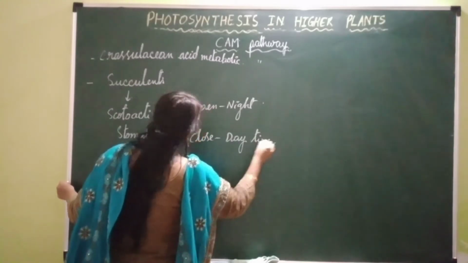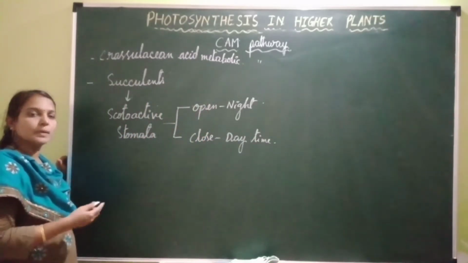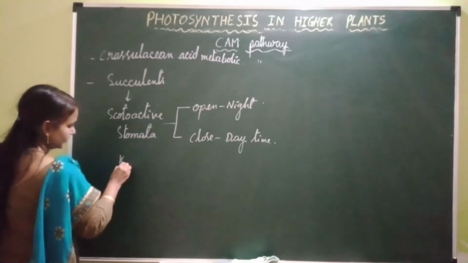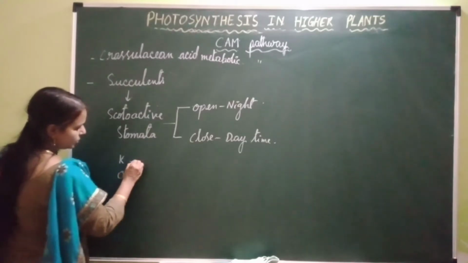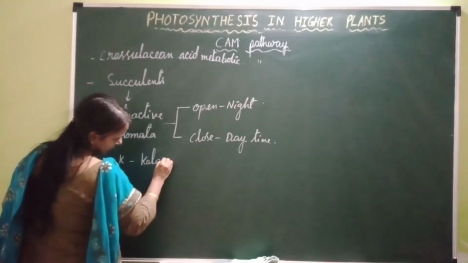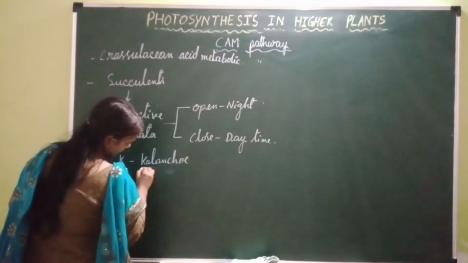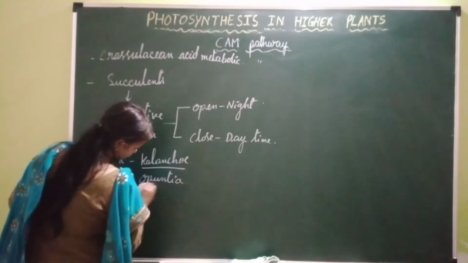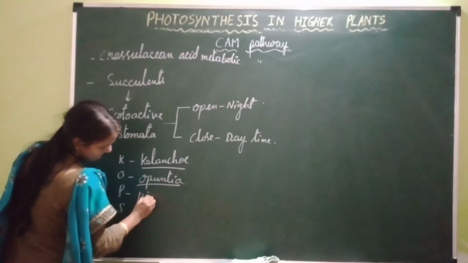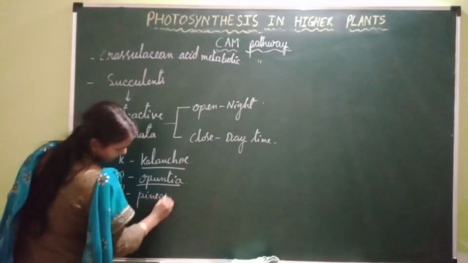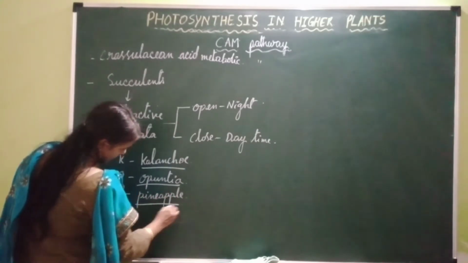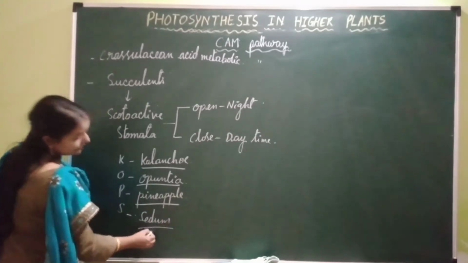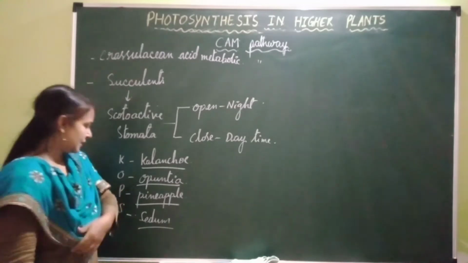Okay, let's see some examples of the plants in which carbon dioxide assimilation occurs through this pathway. They are Kalanchoe, Opuntia, pineapple, and sedum. These are some of the examples of the plants which exhibit the CAM pathway.